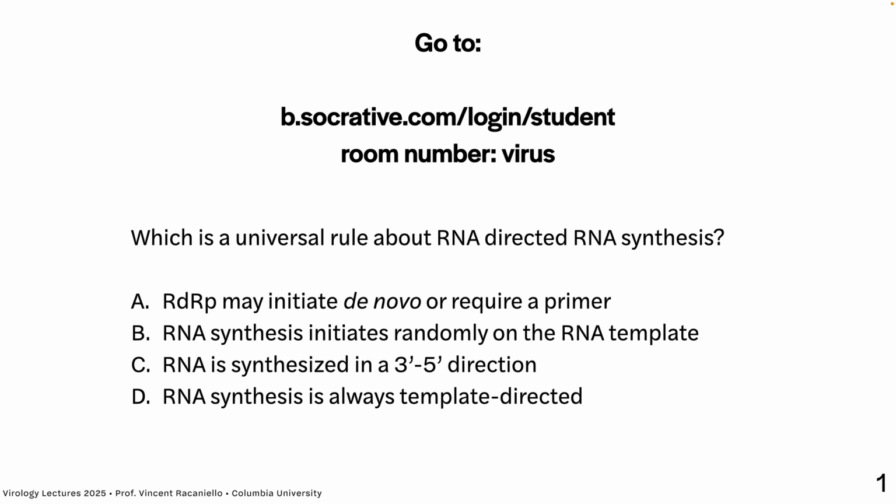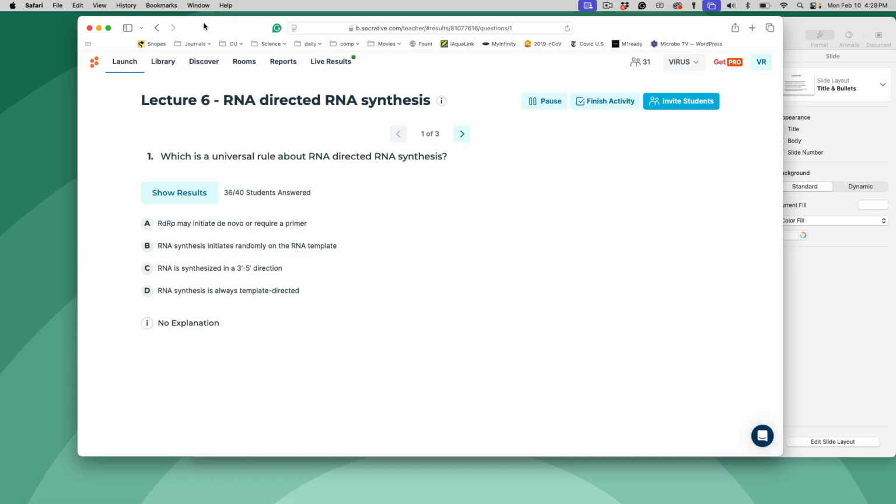The first question is, which is a universal rule about RNA-directed RNA synthesis? A, RDRP, that's the RNA-dependent RNA polymerase, may initiate de novo or require a primer. B, RNA synthesis initiates randomly on the template. C, RNA is synthesized in a 3 to 5' direction. D, RNA synthesis is always template directed. So which is a universal rule? Okay, let's see how we did.